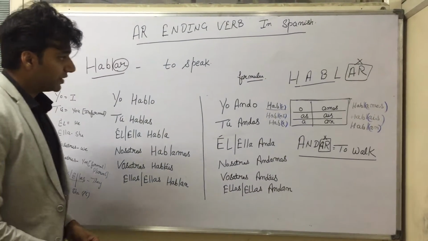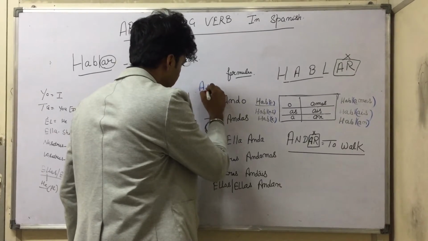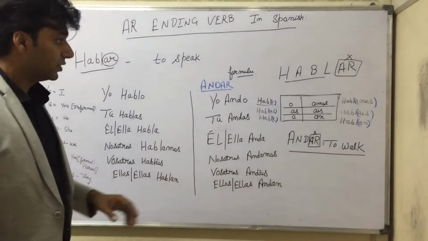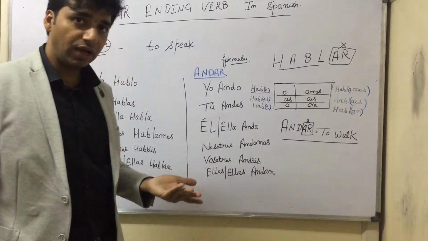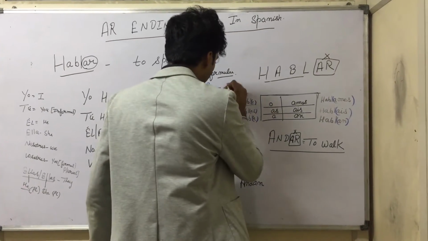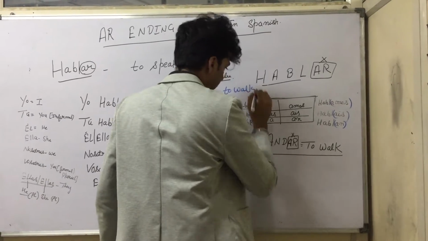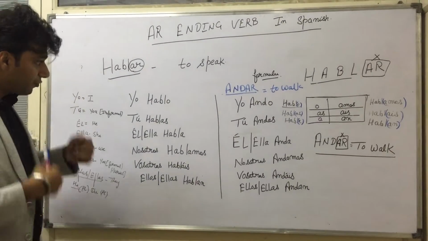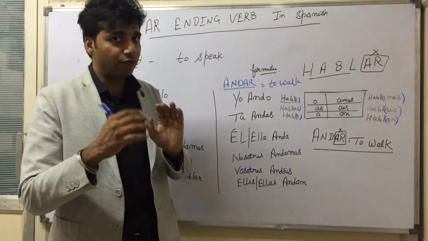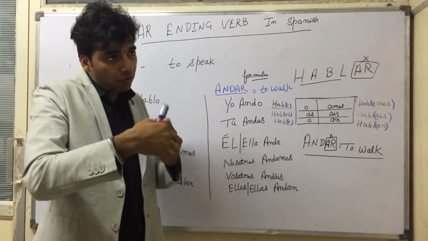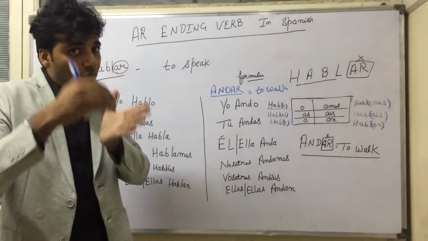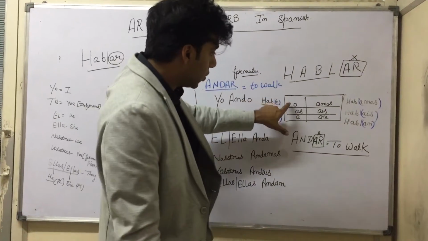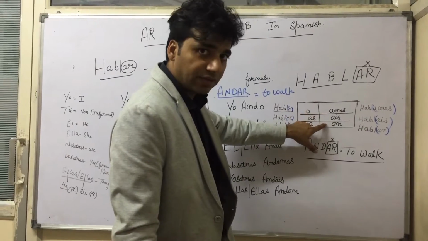Now my next verb is andar. It's very simple. You have to cram O, AS, A, AMOS, ÁIS, and AN. Andar is to walk. If I want to conjugate andar, I walk, you walk, in English walk is the same. But in Spanish, my walk depends upon my subject. So for this reason, you have to learn O, AS, A, AMOS, ÁIS, and AN.